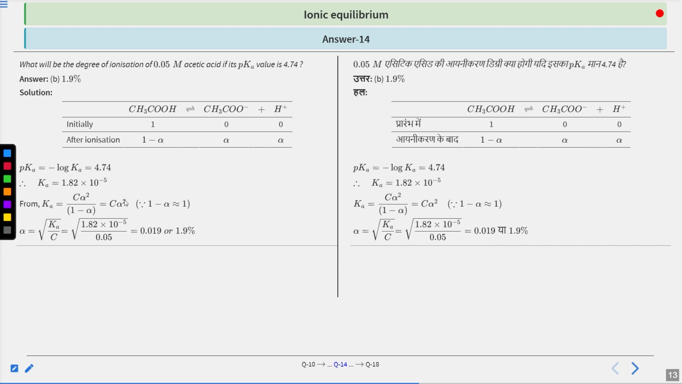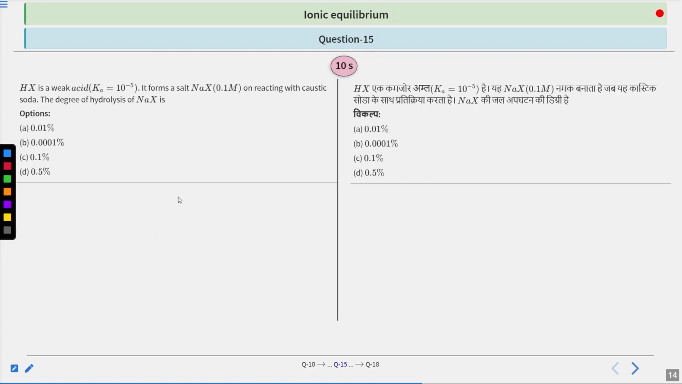Now if you calculate alpha from here, it will be root under K by C, I would say appropriately. So K value is given as 1.82 into 10 to the power minus 5. Your concentration value is 0.05. If you put both of these values, you will get 0.019. Okay. Now multiply this by 100. You will get the percentage, which is 1.9%. Clear? Hope you got this question.